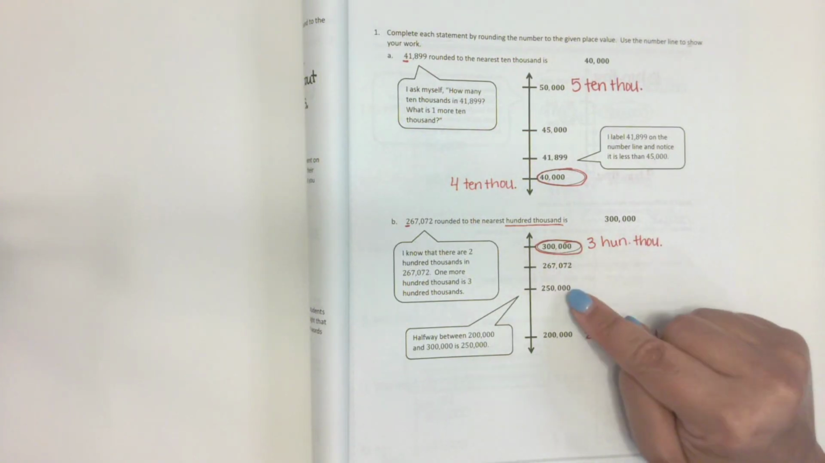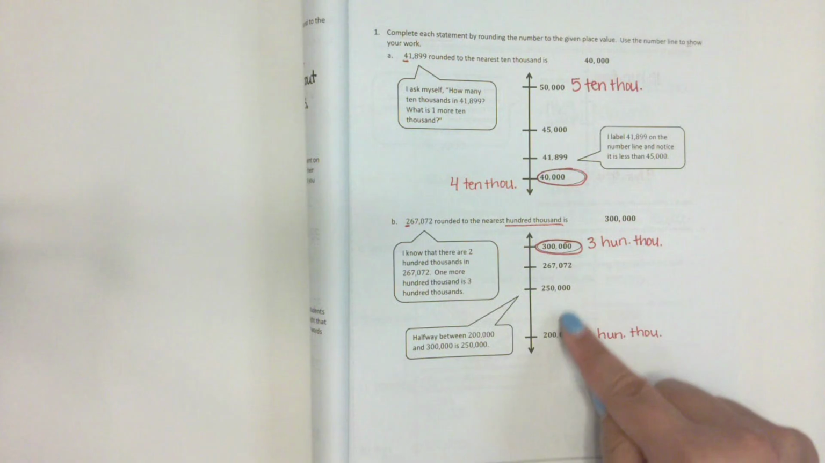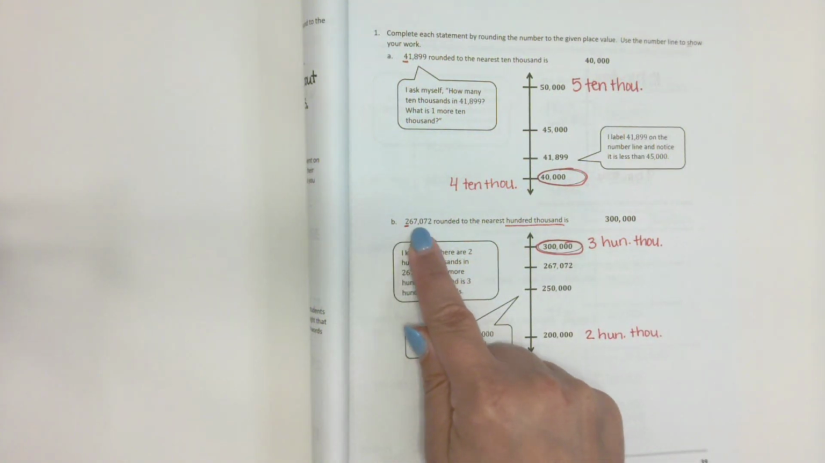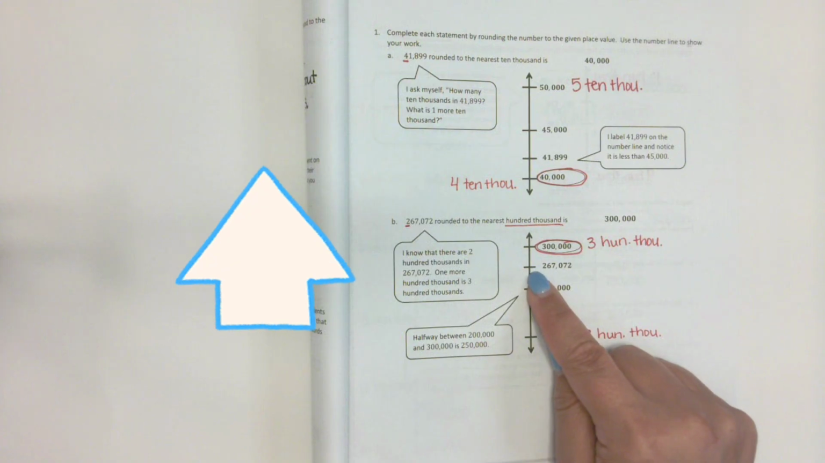Then you find the midpoint. Halfway between 200,000 and 300,000 is 250,000. That's because 50,000 is halfway between 100,000s. Now we have to figure out where to place 267,072 on the vertical number line. 267,072 is greater than 250,000. This one has 6 in the 10,000s, and the midpoint only has 5 in the 10,000s. That means we have to place it above the midpoint.